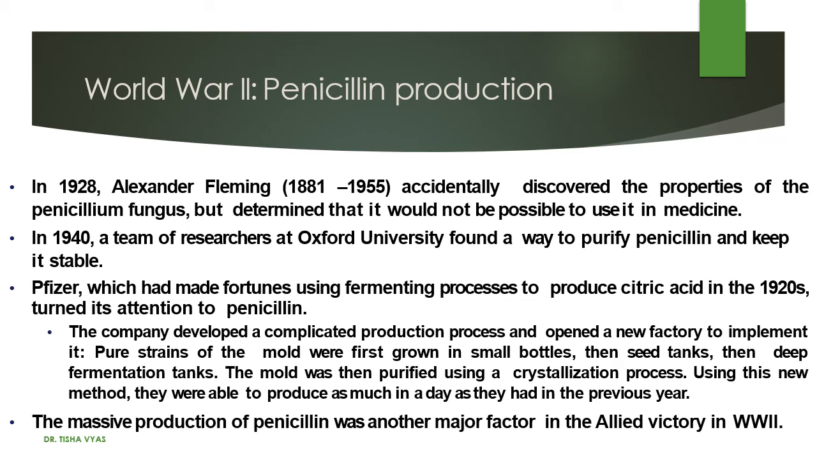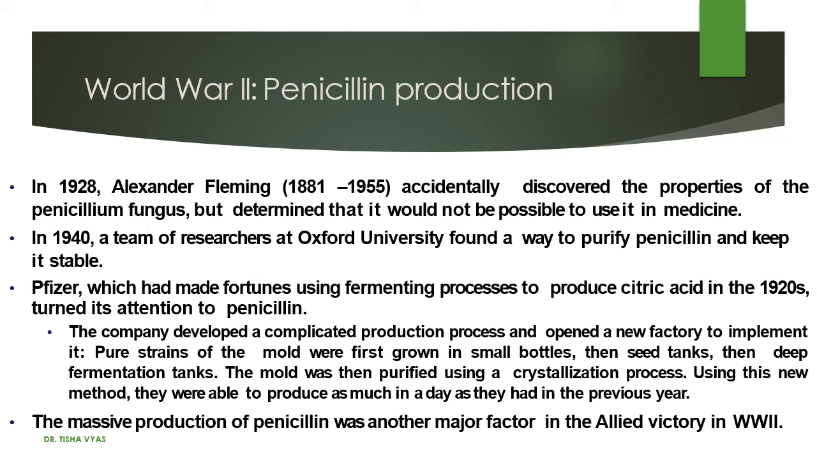Pfizer, which had made fortunes using fermenting processes to produce citric acid in the 1920s, turned its attention to penicillin. The company developed a complicated production process and opened a new factory to implement it. Pure strains of the mold were first grown in small bottles, then seed tanks, and then deep fermentation tanks. The mold was then purified using a crystallization process.